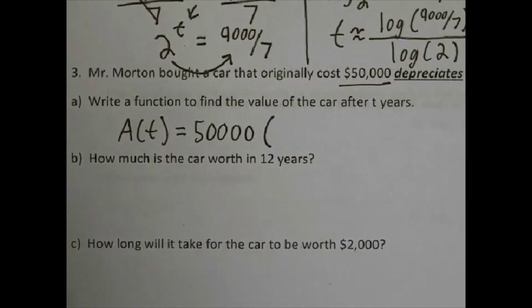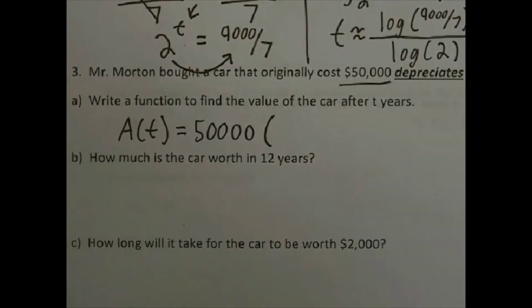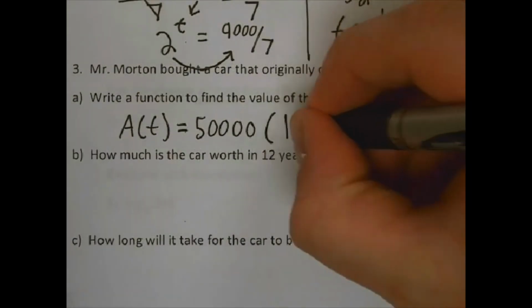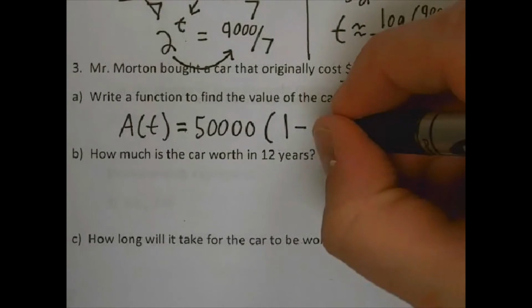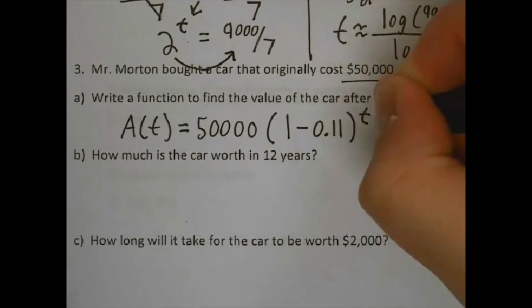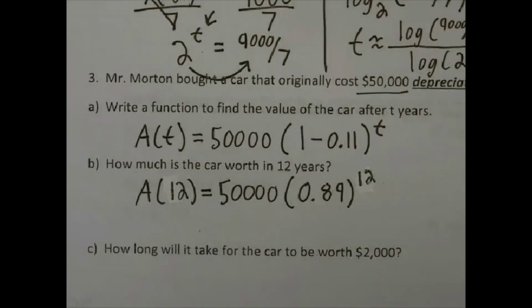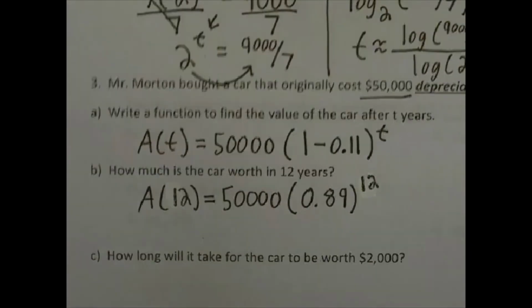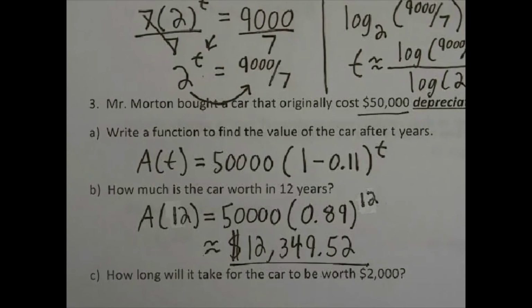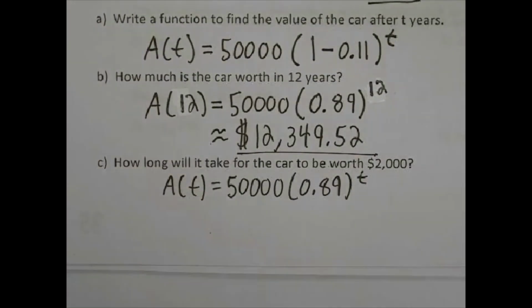And notice how it says it depreciates at a rate of 11% a year, which means it is annually. So I can just do 1 minus my rate, which is 0.11, and then raise it to the t power. Okay? Go ahead and type this in real quick. Answer: $12,349.52.